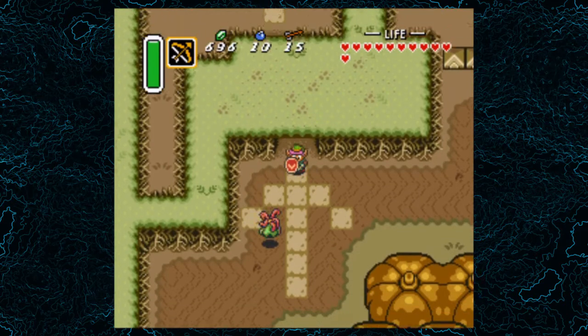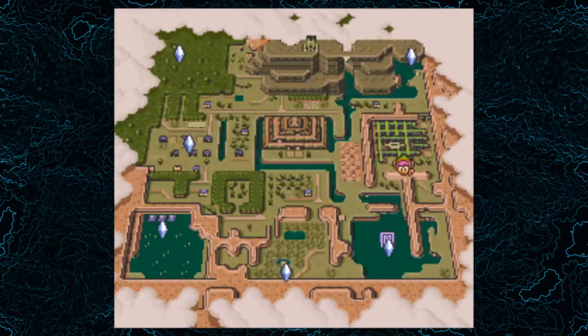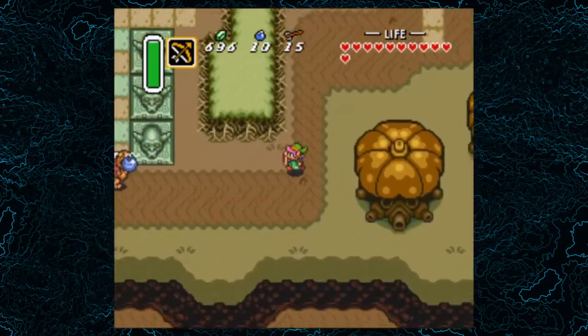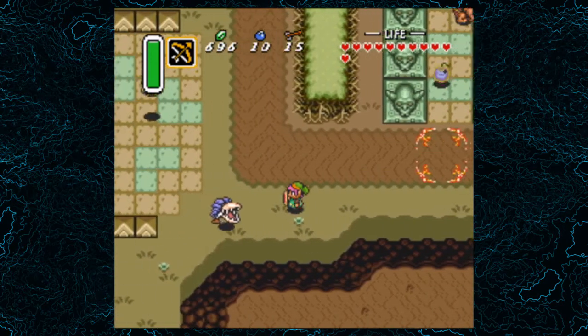Okay. Now, what are we going to do now? Maybe go... I don't know what the next... Okay, number 2 is down there. Oh, I hate this. This is the water temple. Let's see if we can get it done.